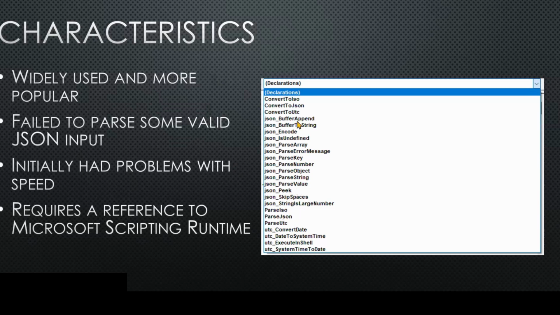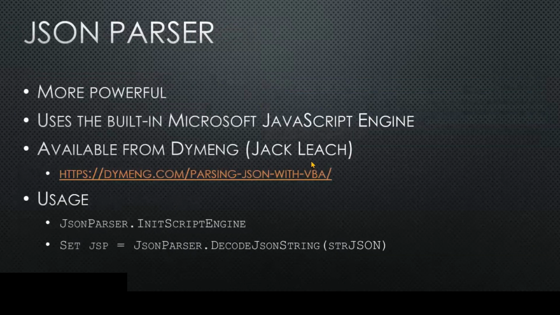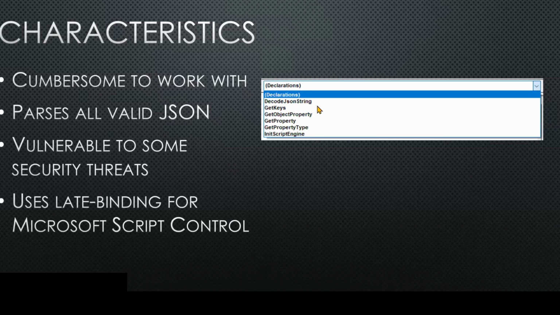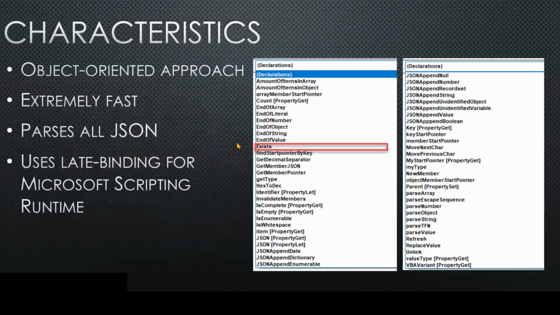I forgot what it is, but okay. The JavaScript one, it does not. It just decodes the JSON and it gives it to you. However, on this other one, you have JSON append null, append number, append record set, append string. This one does have it, okay?